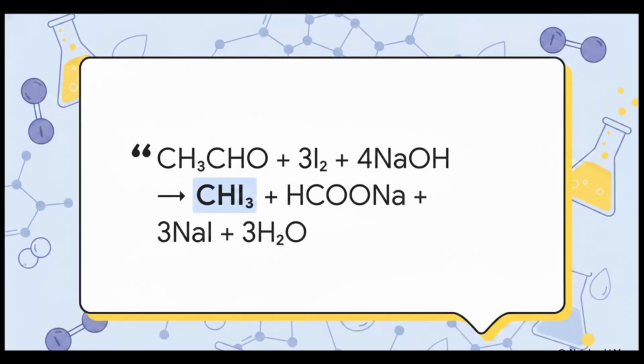This equation brilliantly shows the exact transformation using ethanol as our starting point. Now, pay close attention to the balancing here because it is a classic exam trap. One single molecule of ethanol requires exactly 3 molecules of iodine and 4 of sodium hydroxide. And through that iodination and snapping process we just talked about, it produces 1 molecule of our yellow CHI₃ precipitate, plus sodium formate, 3 molecules of sodium iodide, and 3 molecules of water.